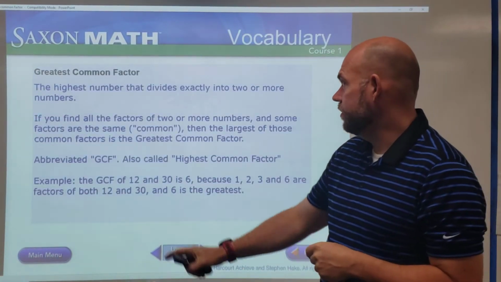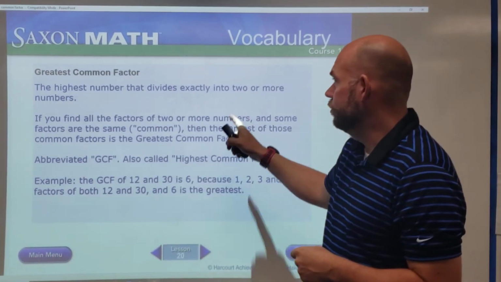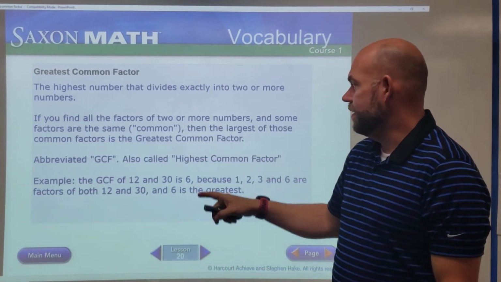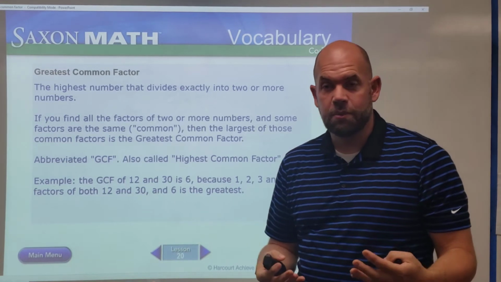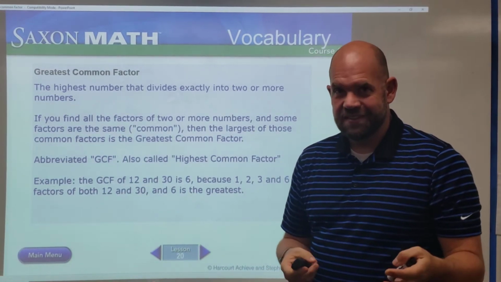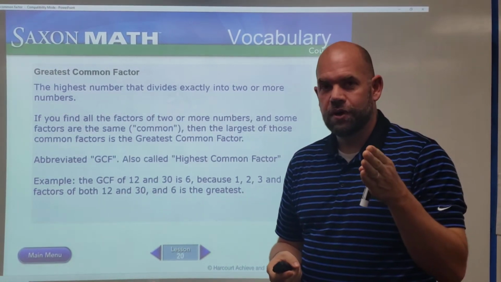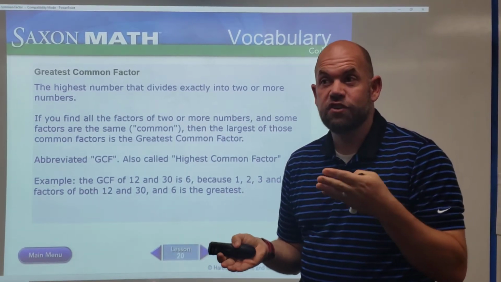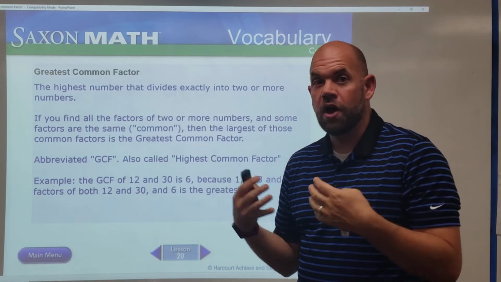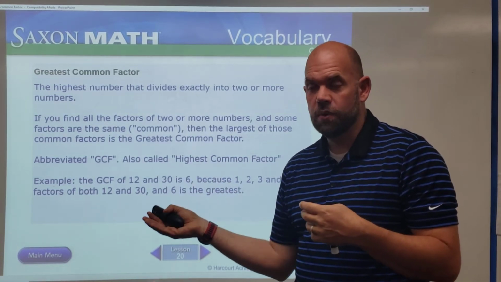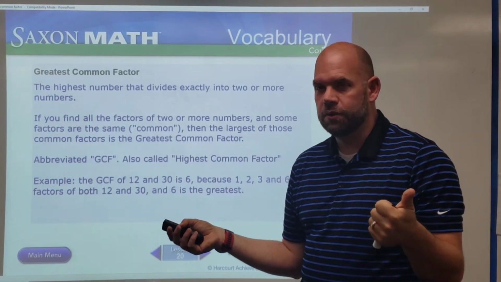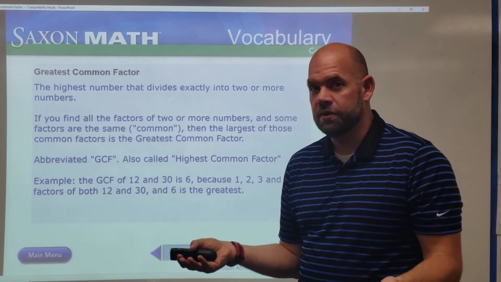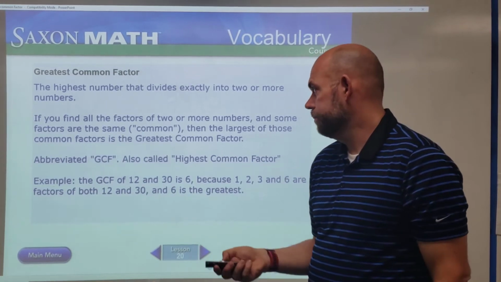Now, a common factor is the highest number that divides exactly into 2 or more numbers. If you find all the factors of 2 or more numbers and then the factors that are the same, those are the common numbers. So in 6, you've got 1, 2, 3, and 6, and in 4, let's say you have 1 and 4 and then 2. So all the factors that are common between 6 and 4, let's see, 1 goes into both those numbers and 2 goes into both those numbers. So the greatest common factor would be 2 because it's bigger than 1, okay?